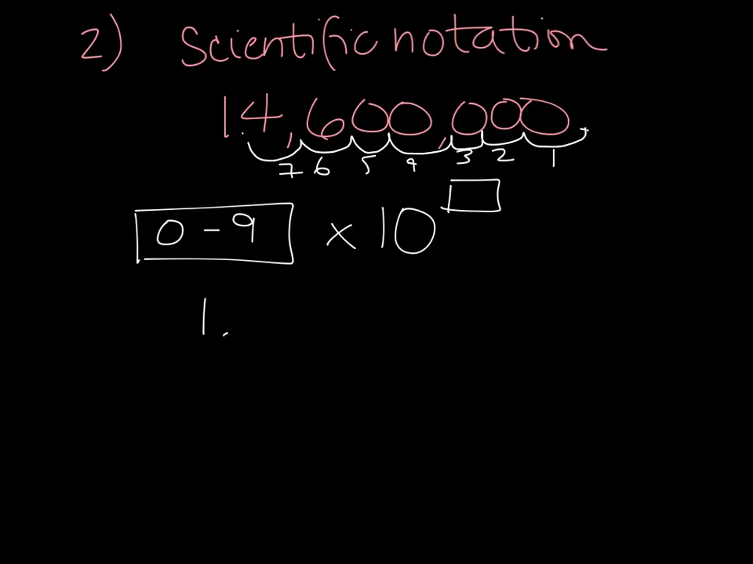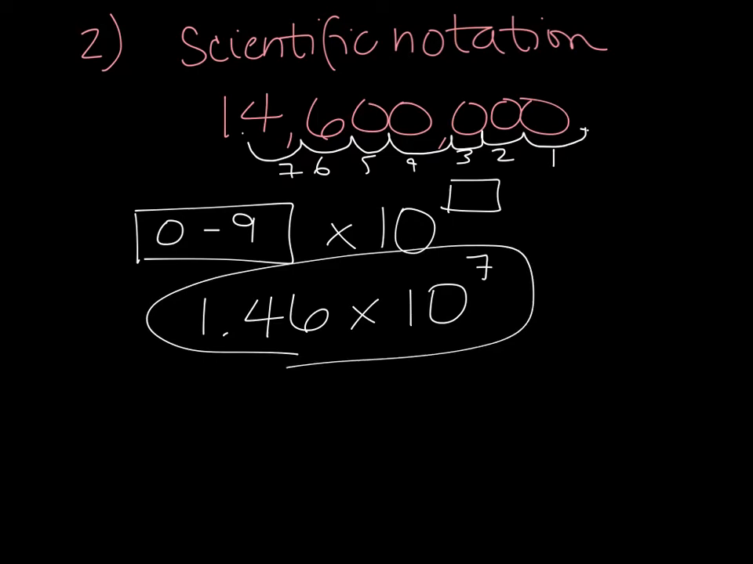So I'm going to write it as 1.46. I have to write all the digits except 0. Times 10 to the, is it going to be positive exponent or negative exponent? Well, it started off as a big number. So how I remember it is, if it's a big number, it's going to be a big exponent. There we go.